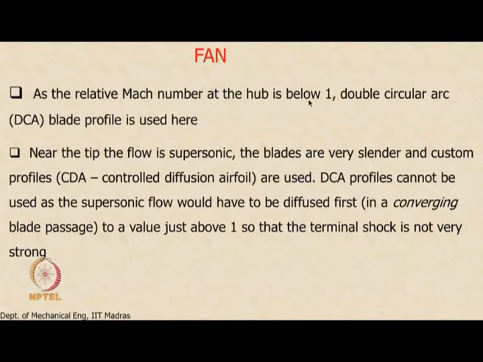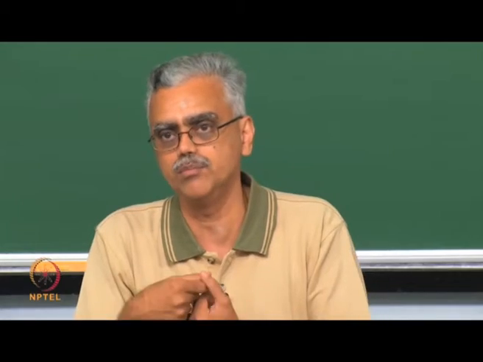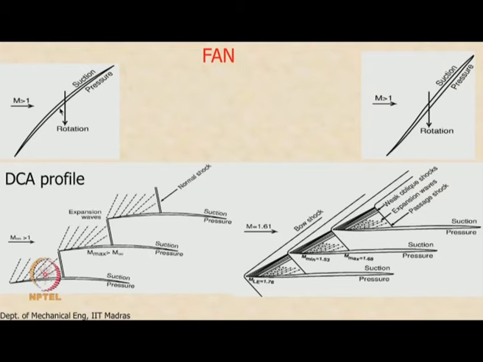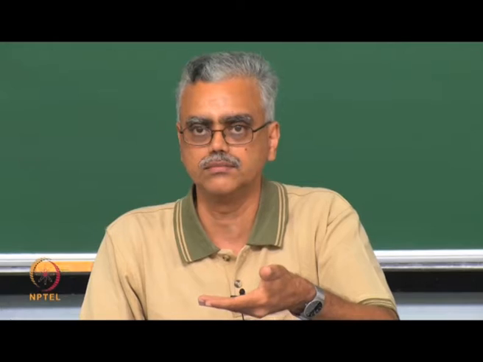So the relative Mach number at the hub is below 1. So normally the blade section is made up of two circular arcs. This is called a double circular arc profile for the subsonic section. It's called the DCA blade profile. The DCA blade profile basically is composed of, as you can see from here, two circular arcs, one on the outside, one on the inside. So there is a convex surface on that side and a concave surface on this side. That is what is used in the subsonic portion of the fan blade.